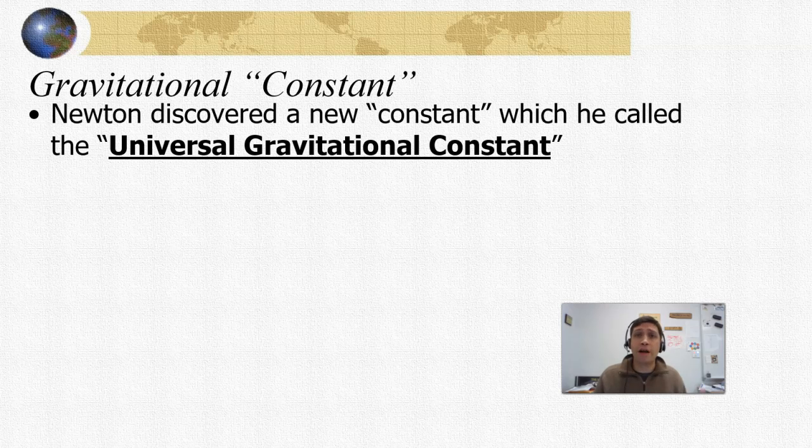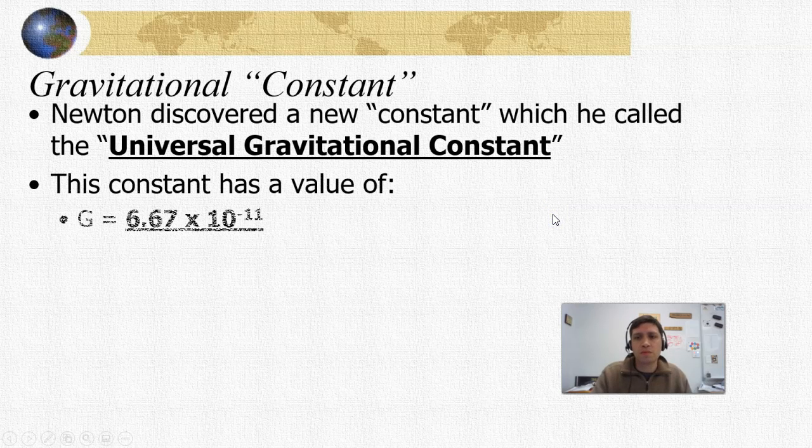Newton knew that gravity was based on mass. He knew that gravity was based on distance between the objects. But the numbers worked out if you always introduce this one particular number. And that number is 6.67 times 10 to the negative 11th.